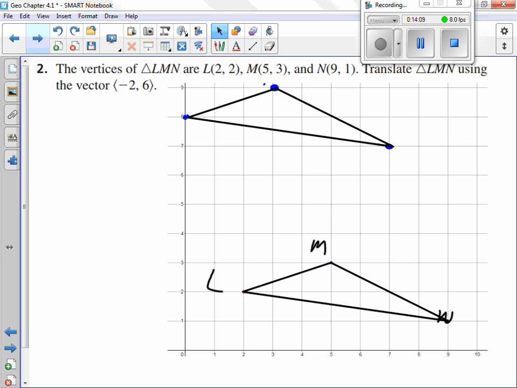Any questions on any of this here? Are we good with this here? Yes? Okay.